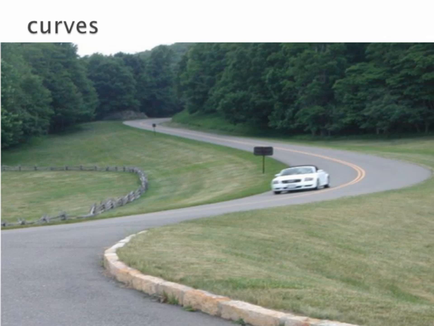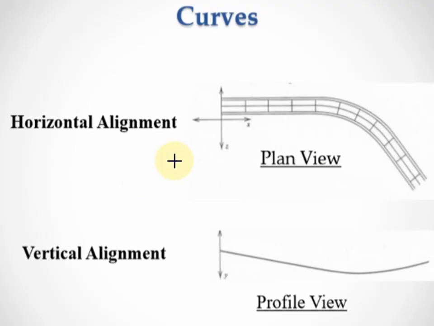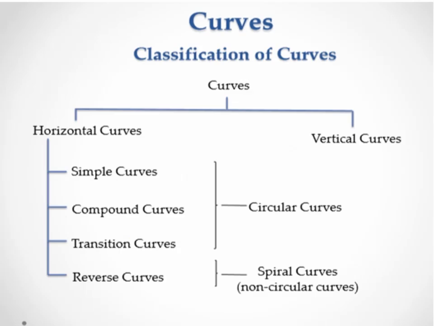Okay, then horizontal alignment, as we see vertical alignment in a vertical plane. When the curve is provided in the vertical plane, it is called a vertical curve. Alignment is nothing but the center line of the road. So, okay, what are the different types of curves? The curves are classified according to the horizontal and vertical plane. In the horizontal plane, a horizontal curve is provided.